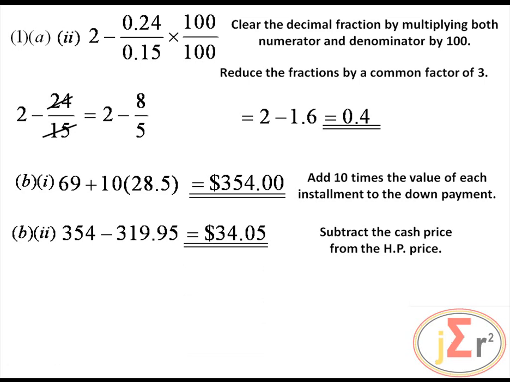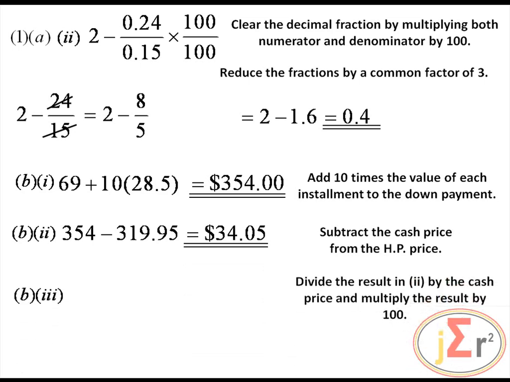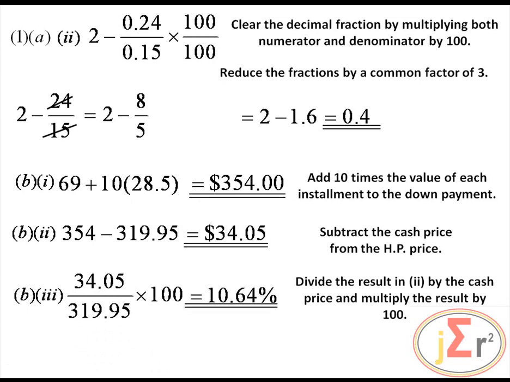Express this figure as a percentage of the cash price. So, of course, we are going to divide that figure by the cash price and multiply the result by 100, and that is how we will express the result as a percentage. So we have there 10.64%.